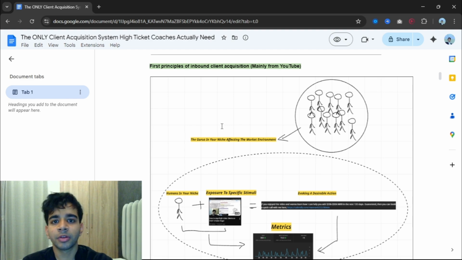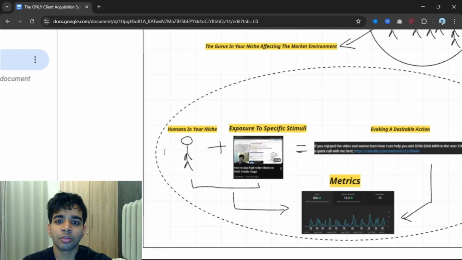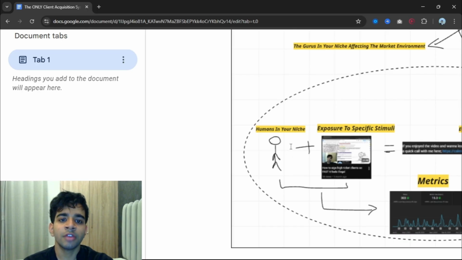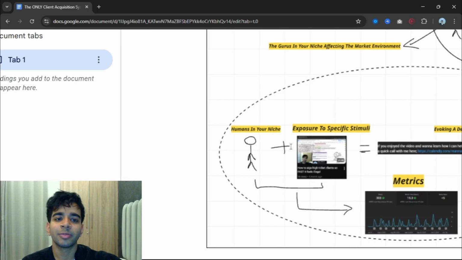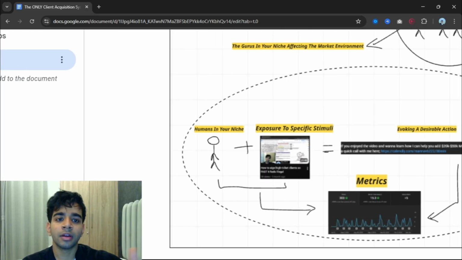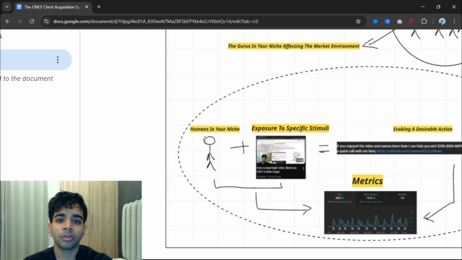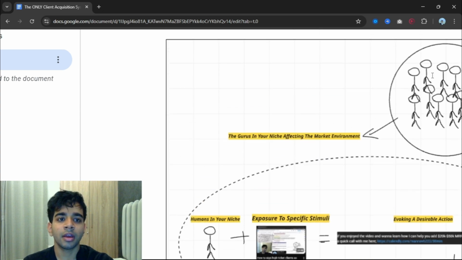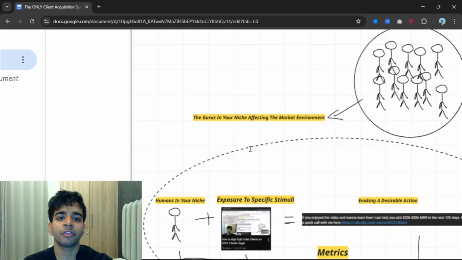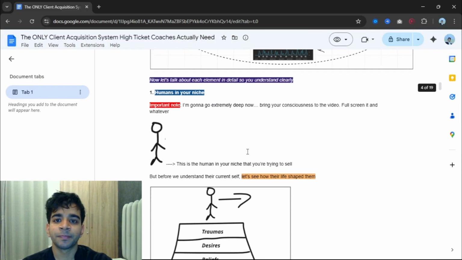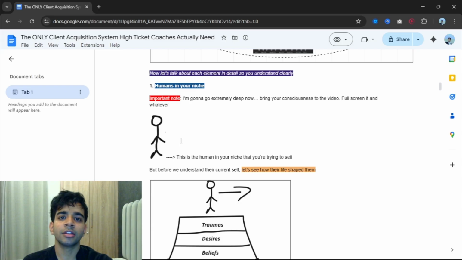So first, principles of inbound client acquisition, which is mainly from YouTube. So number one, what we have is humans in your niche. When we expose them to a specific stimuli, and I'm going to explain these terms in really great detail, so do not worry about that. And these are really important things for you to understand before you understand this acquisition system. Then when we show these humans in your niche a specific stimuli, we evoke a desirable action that we want them to take, which is usually booking calls, right? And then we have metrics to improve our system, and we have this environment, which is the gurus in your niche affecting the environment, right? So let's talk about each element in detail so you understand clearly, right?